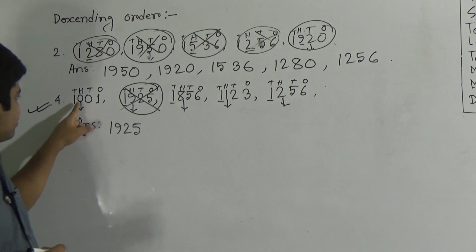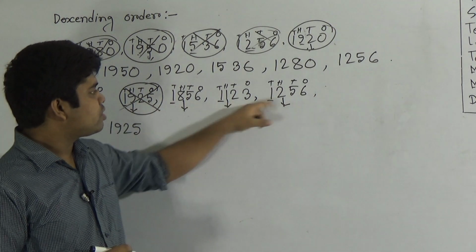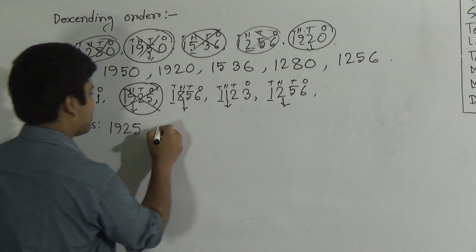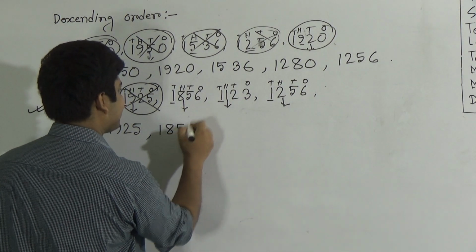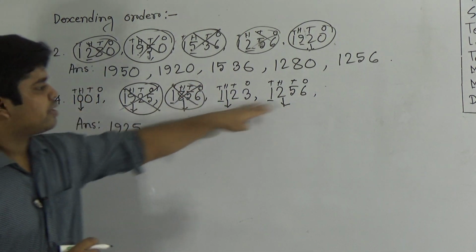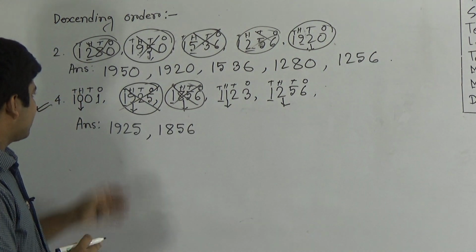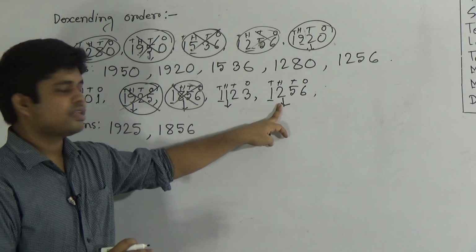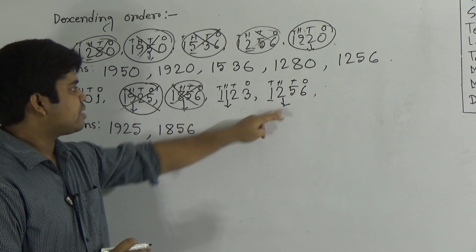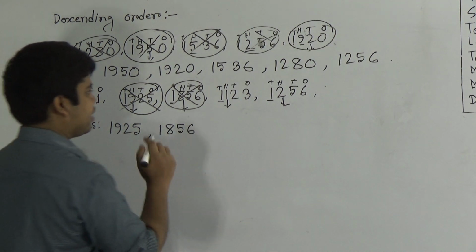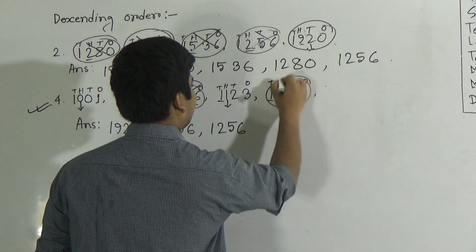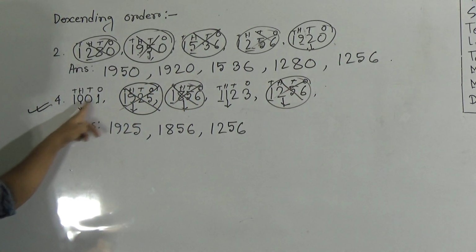Next, from 0, 8, 1, 8 is the greatest digit. So next we write this number, 1856. This one is also done, and these three numbers are left. From these three numbers we notice 0, 1 and 2 in the second place, that means hundreds place. Among these three digits, 2 is the greatest. So this one is the third greatest number.